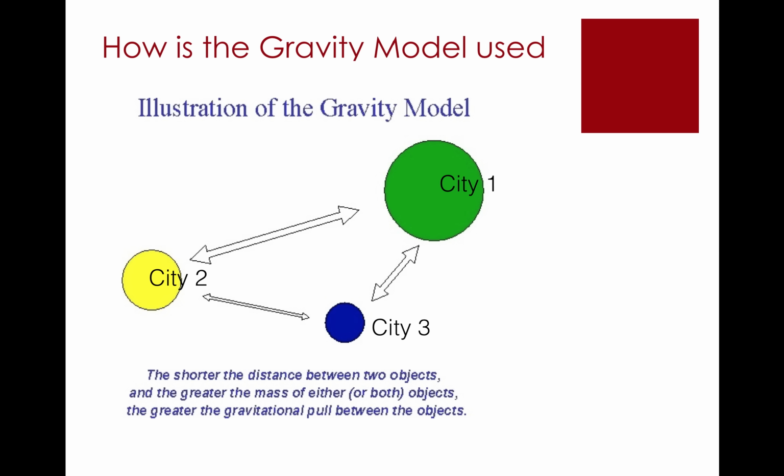This helps us see what I mean by that. City 1 and City 2 are going to have a very strong bond because both have large populations. The size of the circle indicates the population. City 1 and City 3, even though City 3 has a smaller population, are located closer to one another.